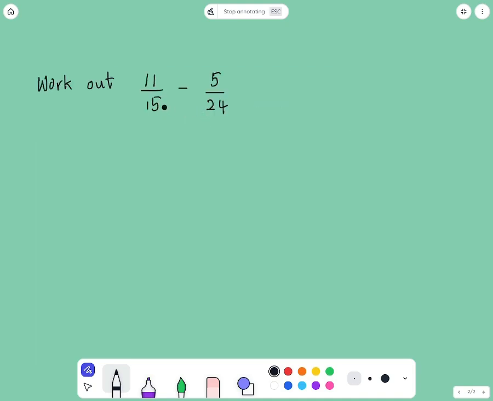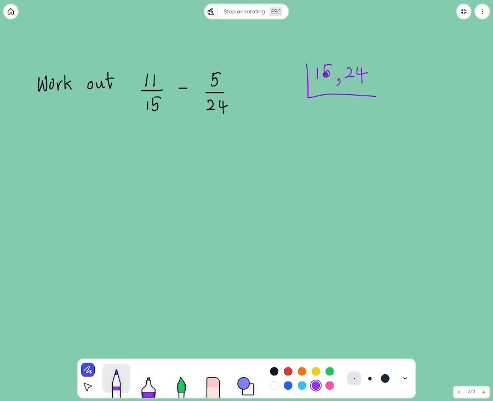Okay, next example, that is 11 over 15 subtract 5 over 24. So you can see here the denominators are larger than the previous. So I'm going to use LCM. So I'm going to find the LCM of the denominators, that is 15 and 24.